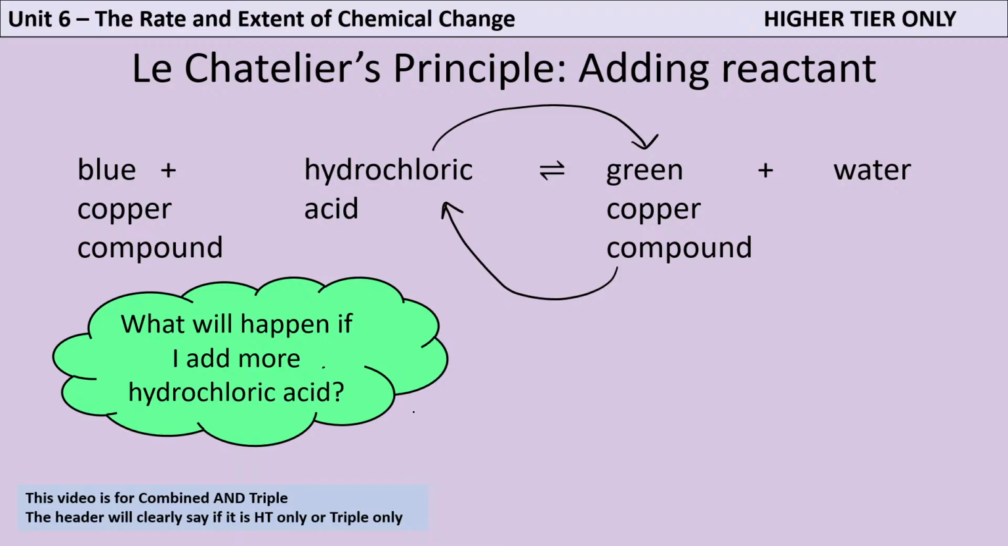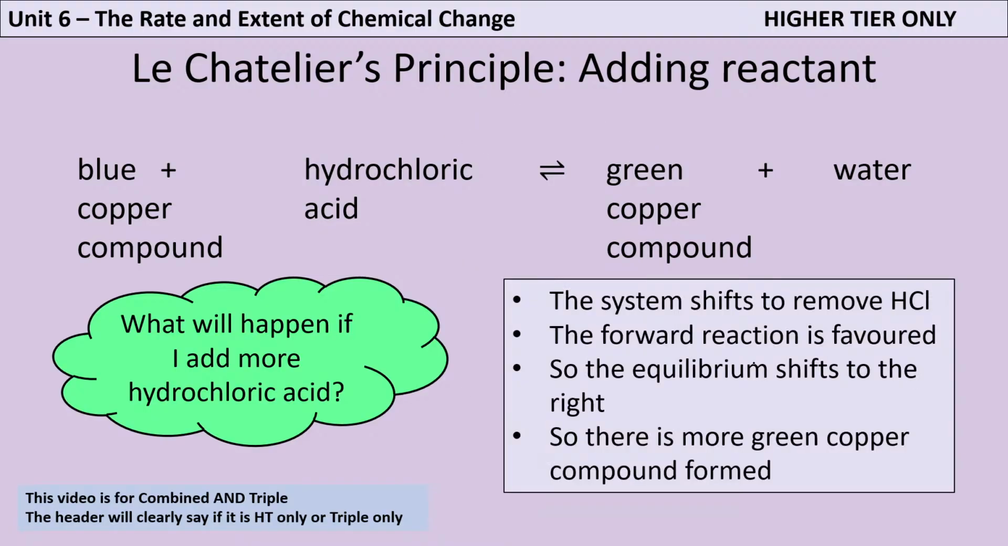So if I've added more hydrochloric acid, it needs to use up the hydrochloric acid, which is going to be the forward reaction. So I would say the system shifts to remove hydrochloric acid, right? That's your first easy mark for any kind of equilibrium Le Chatelier principle question. You're going to say the system will shift to, and then basically undo whatever they said you're going to do. So the forward reaction is favoured, that means it goes faster. So the equilibrium shifts to the right. So my forward arrow points right, therefore equilibrium shifts right. So therefore I'm going to make more of this green copper compound.